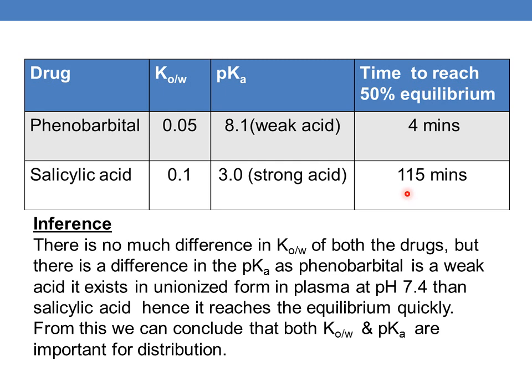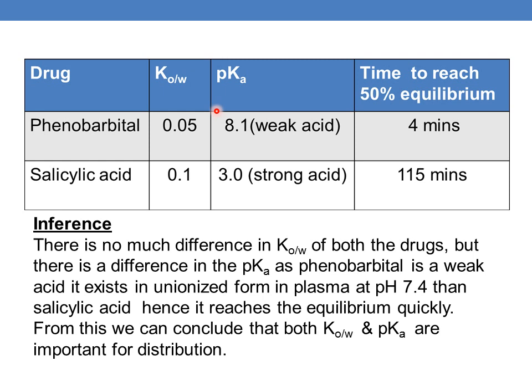Why? The difference is attributed to the pKa values of those drugs. Though they have a similar lipophilic profile, because of the difference in their pKa values, they show different patterns of absorption. Phenobarbital is a weakly acidic drug whose pKa is 8.1, whereas salicylic acid is a strong acid with a pKa of 3. Since phenobarbital is a weak acid, it exists in the unionized form in plasma at pH 7.4 to a greater extent than salicylic acid.